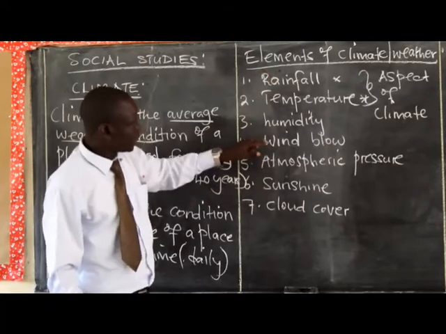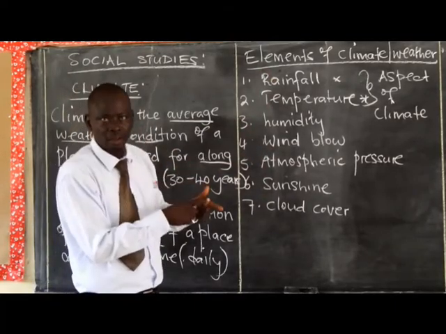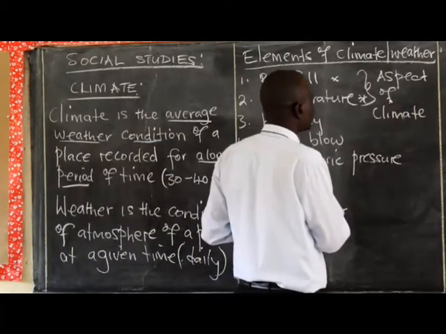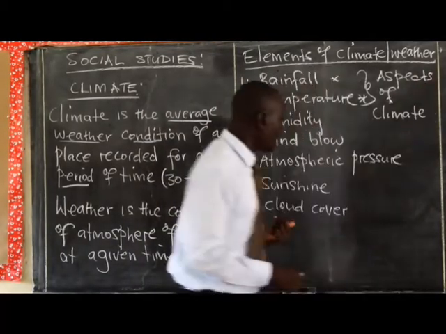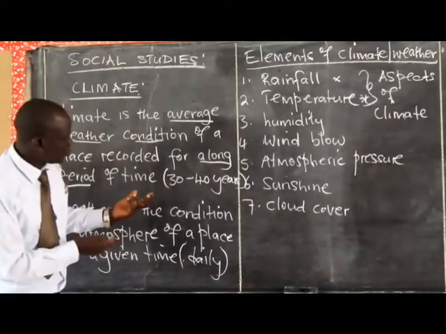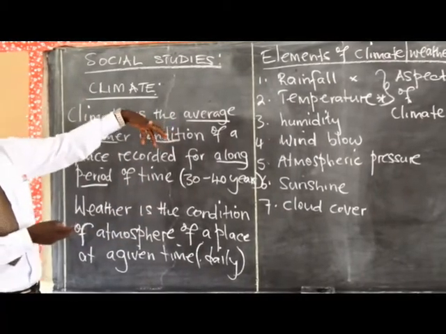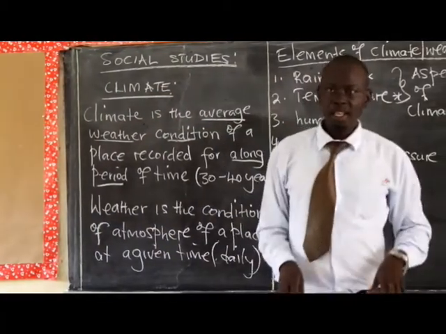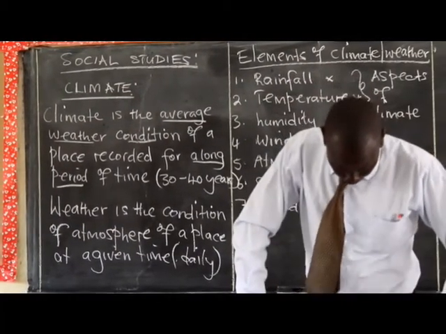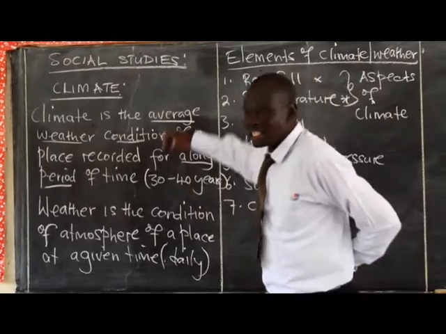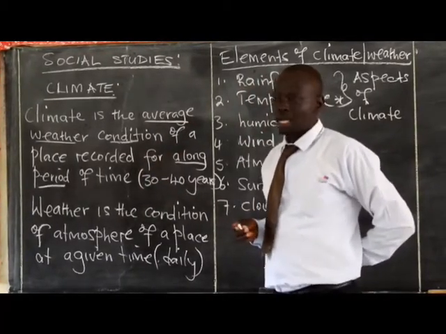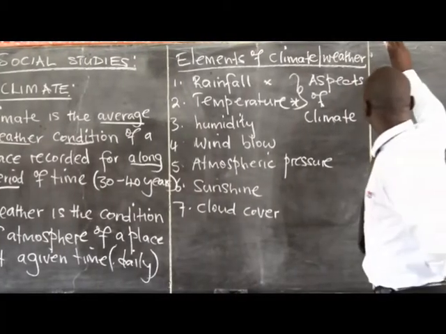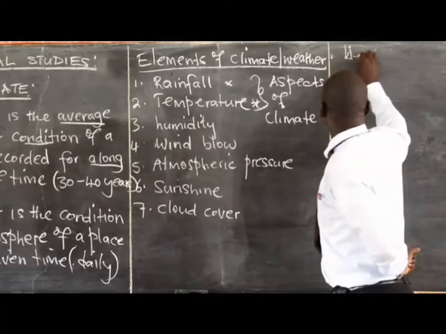So these are the elements that are recorded daily, and then for a long period of time, we are able to determine the climate of an area. Are we together, learners? Now, where does this recording take place? This recording is normally carried out or takes place at what we call a weather station.